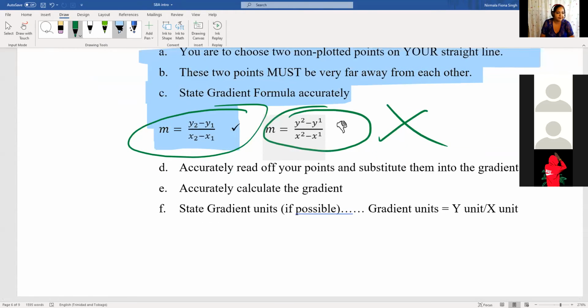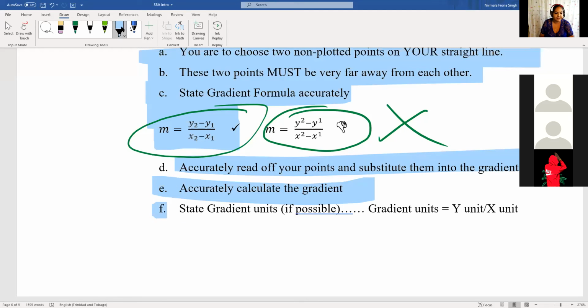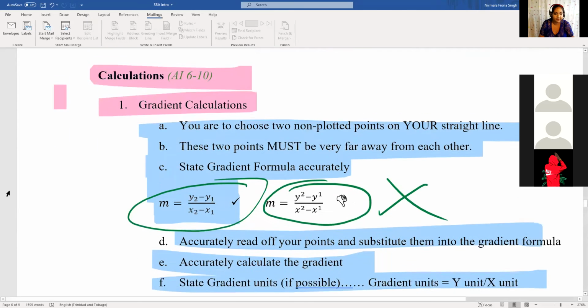All right, then we have to accurately read off the points in the gradient, accurately calculate your gradient, and state your gradient unit if possible. We will go through this in school. How do you calculate gradient unit? It's just the y-axis unit divided by your x-axis unit. You get marks for all of these.